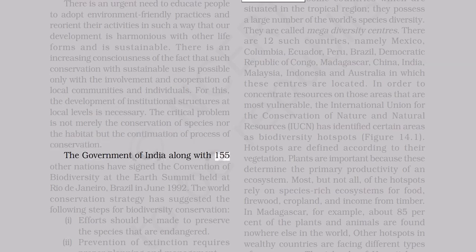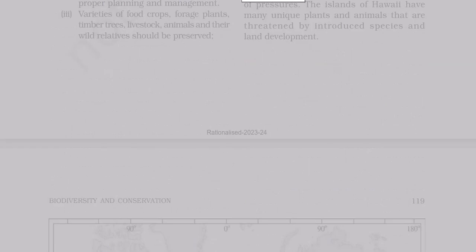The Government of India, along with 155 other nations, has signed the Convention on Biodiversity at the Earth Summit held at Rio de Janeiro, Brazil in June 1992. The World Conservation Strategy has suggested the following steps for biodiversity conservation. 1. Efforts should be made to preserve the species that are endangered. 2. Prevention of extinction requires proper planning and management. 3. Varieties of food crops, forage plants, timber trees, livestock, animals and their wild relatives should be preserved.